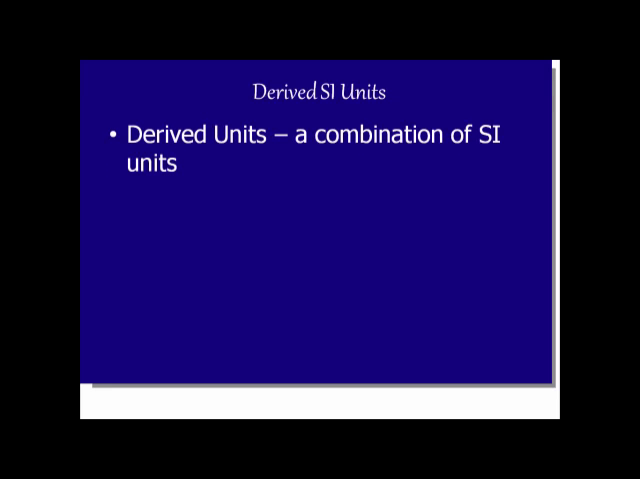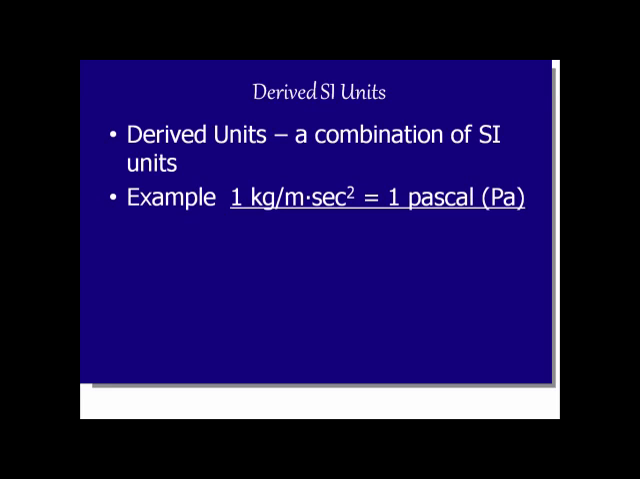A derived unit is a combination of SI units. Basically, we take the base units that we looked at a couple of slides ago, and we either multiply or divide them in order to come up with a derived unit. For example, we could look at the Pascal. The Pascal is considered a derived unit because it takes the unit kilograms and divides it by meters, and then by seconds squared. So we can see that this involves the units for mass, length, and time.